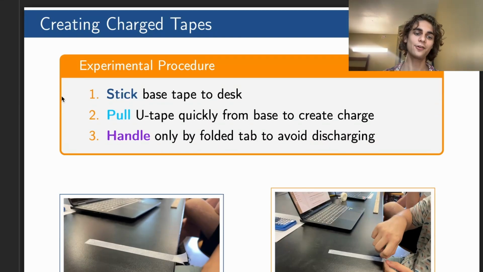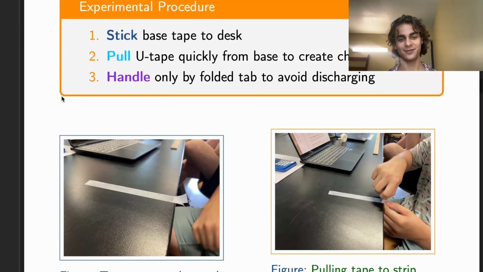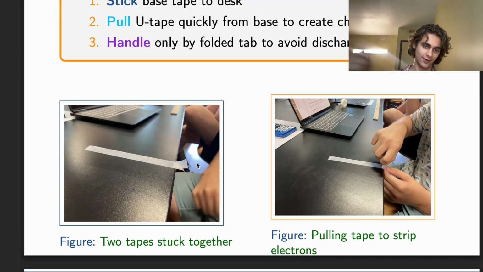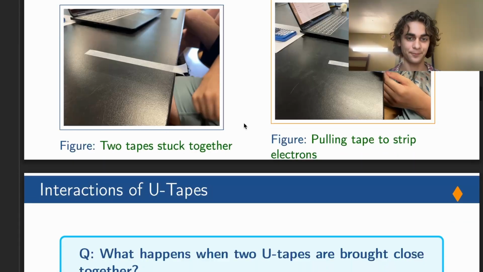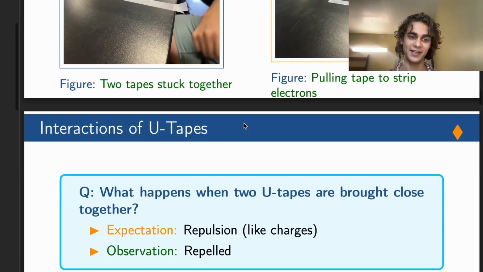Okay, how do we create these tapes? The first thing that we do for any of this experimenting is create the tapes as per these pictures. We stick one on top of another, and then hold it by a tab at the end, and then pull. This strips electrons off of one tape and brings it to the other. It's very important that you only handle these by the tab so that nothing discharges accidentally, and you do actually maintain some charge on the tape.